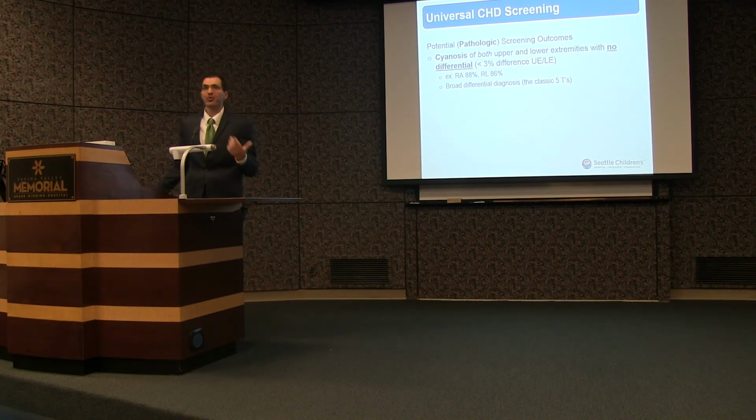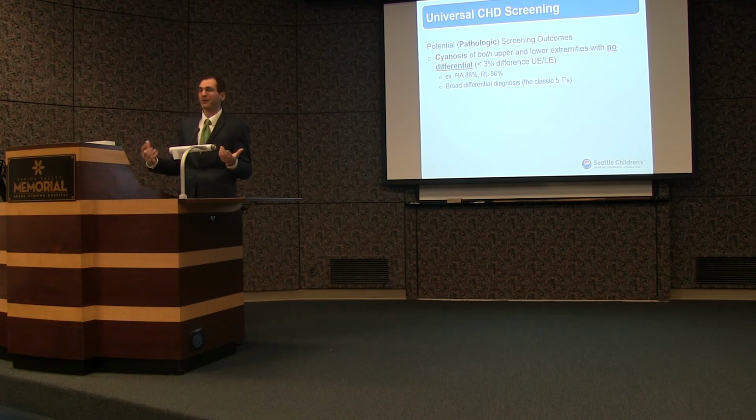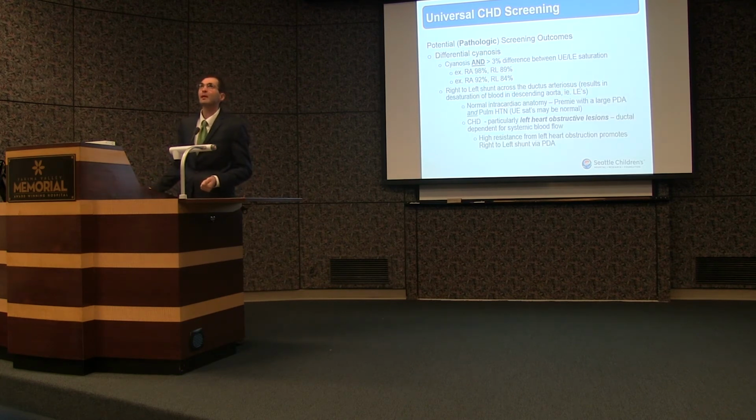So what are the potential screening outcomes for the CHD screen? If you have cyanosis of both the upper and the lower extremities with no differential, for example, in your right arm and your right leg, you have 88% and 86%. So that's considered to be cyanotic, but you have no difference between the right arm and the right leg. That gives us a very broad differential diagnosis, because that tells us that there's complete mixing, or potential for complete mixing, within the heart. So all the extremities are seeing the same saturation.